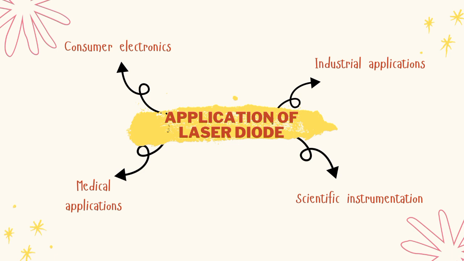Number 3, scientific instrumentation. Lasers are used in devices used for remote contactless measurement, spectrometry, rangefinders, and others. Lastly, industrial application. Laser diodes are used as a source of high-intensity laser beam for precise cutting of materials. They are also used in 3D printing to soften the substrate.